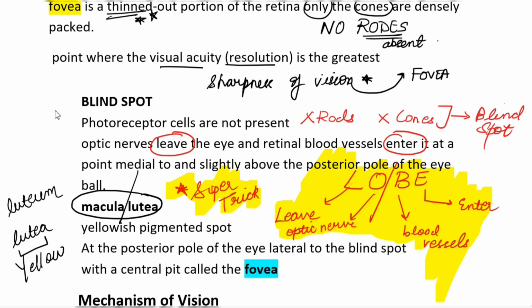the blind spot is present at the posterior pole of the eyeball, that is a point medial to and slightly above the posterior pole of the eyeball, and the macula lutea is present at the posterior pole of the eye. So carefully notice the difference between the location of the blind spot and the macula lutea with respect to the posterior pole of the eye. So the fovea which we saw is the central pit of the macula lutea.